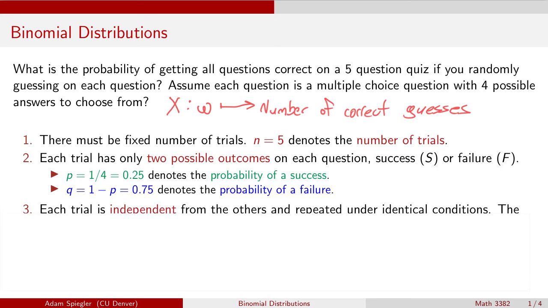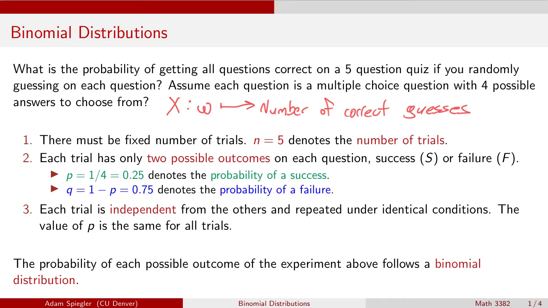And the last property that you want to make sure of, and this is really important, is that each trial is independent from the others. So whether or not I get question 1 correct doesn't affect my odds of getting question number 2 correct or question number 3 correct. So every trial is repeated under identical conditions, and this means that the value of p, the probability of a success, is the same in every single trial. So in this case, we have 5 questions. On each of those questions, we have a 25% chance of getting the question right, and those odds are the same, and those odds don't change based on any of the other trials that we've run.